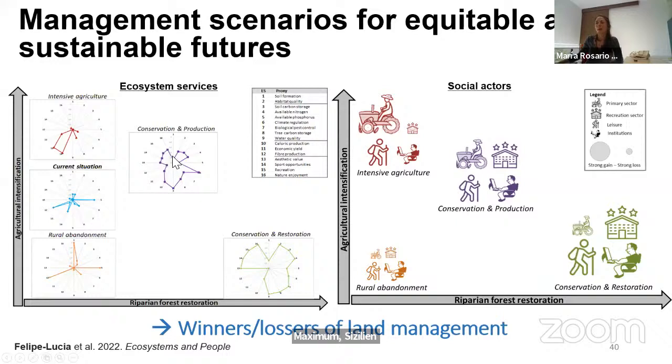So what we could derive from this combination is that for this study, we found that this intermediate scenario would contribute to improve the current situation regarding ecosystem services without causing any losses to any of the main stakeholder groups. And that's why this is a way that we can use to assess how sustainable and equitable different land management strategies are, to identify, as I say here, the winners and losers of land management.